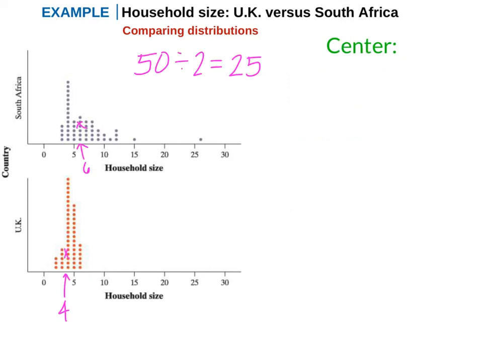So next up is center, and another word to describe center is the median, so the middle number. Where's the center of our data? So what I do to figure that out is I know that there are 50 respondents in each country, UK and South Africa. Cut that in half, you get 25. So you can either count from the left or from the right. I'm looking for the 25th dot in a row. So here, the 25th dot is 6 people in a household for South Africa. And for the UK, the 25th dot is under 4 people in a household.